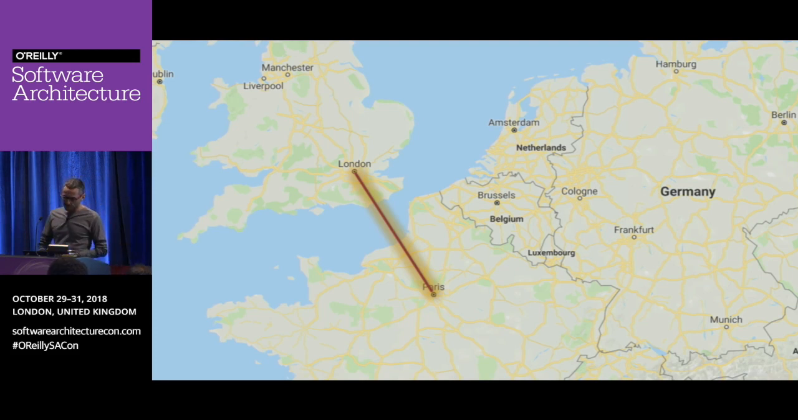But there was something that nobody asked. Anyone has an idea? What was the question that nobody asked? Yeah, exactly. Why? Why do you need to transfer blood between London and Paris? Whose blood is it?